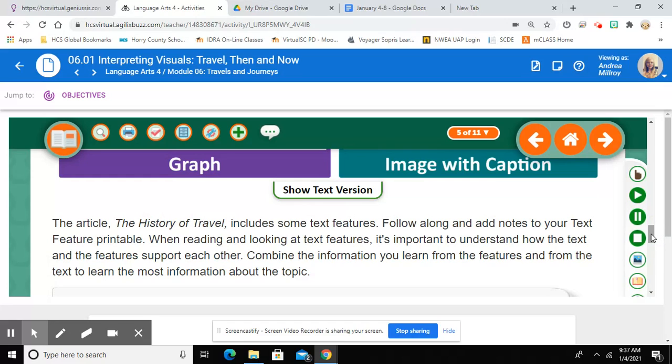Follow along and add notes to your text feature printable. When reading and looking at text features, it's important to understand how the text and the feature support each other. Combine the information you learn from the features and from the text to learn the most information about a topic.